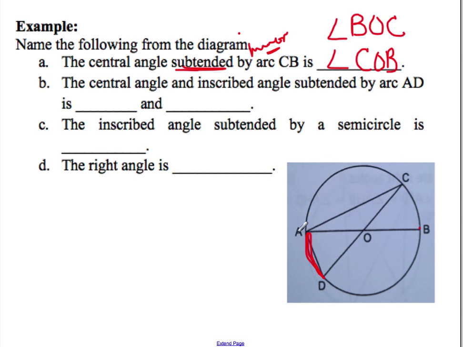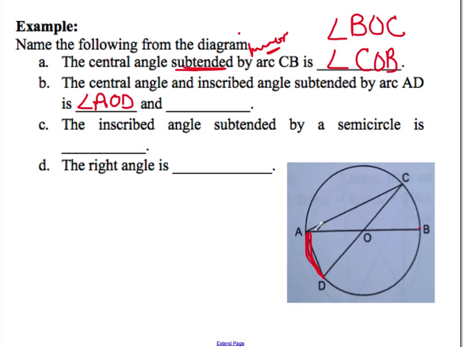So let's talk about the central angle. So let's start at A and go to the center and go to D. So A, O, D. And I'm not going to talk about the fact that I can reverse the A and the D. Okay, so you guys should already know that. So I'm just going to say angle AOD, because it starts at A and ends at D, and it goes to the center.